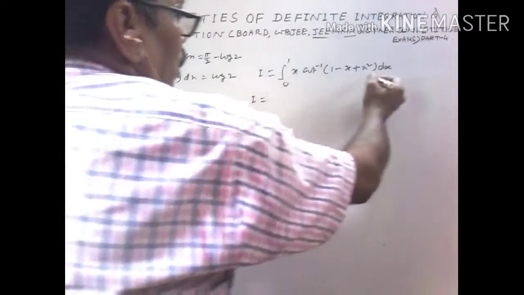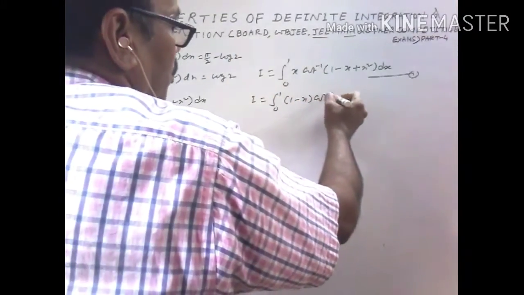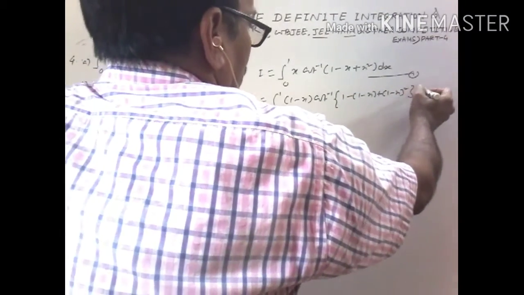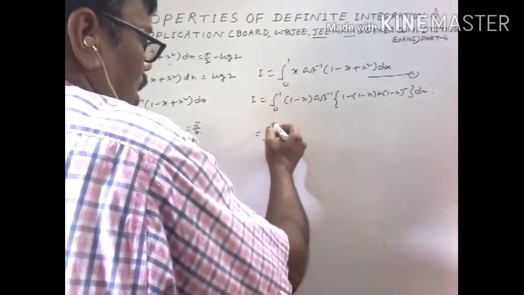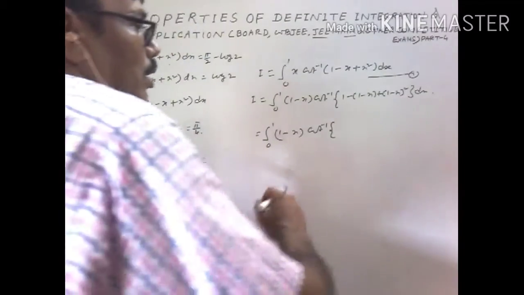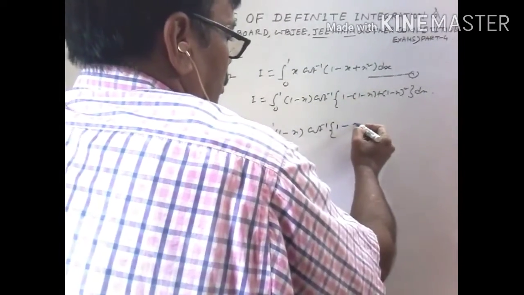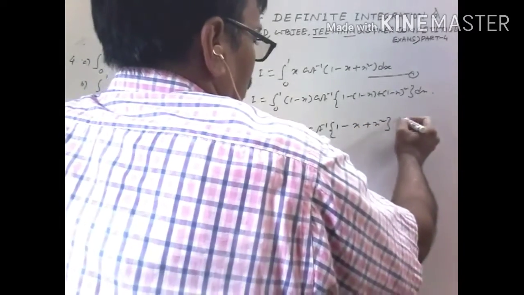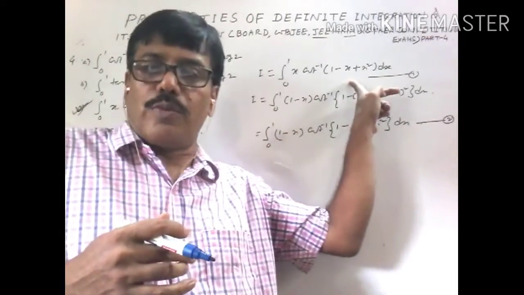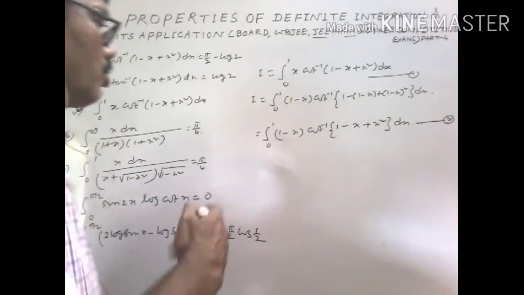So look, call it 1. So 0 to 1, (1 minus x) cot inverse of (1 minus x) plus (1 minus x) whole square dx. Now this 1 cancels, here it is 1 minus 2x plus x square, so this is 1 minus x plus x square, dx. So call it 2. We are getting the same argument, 1 minus x plus x square. So this is our advantage.